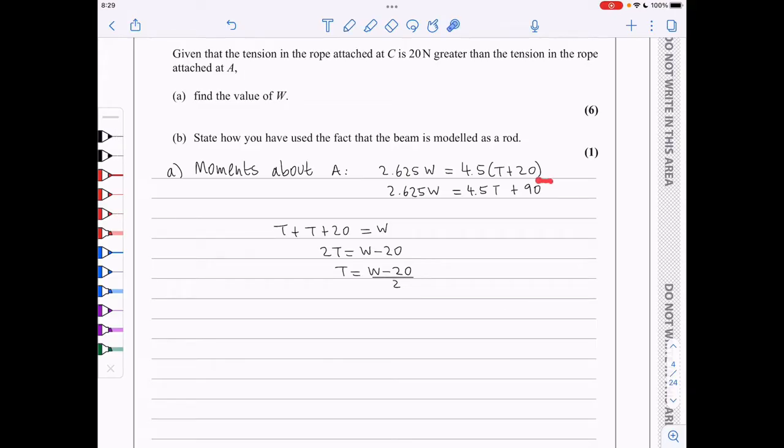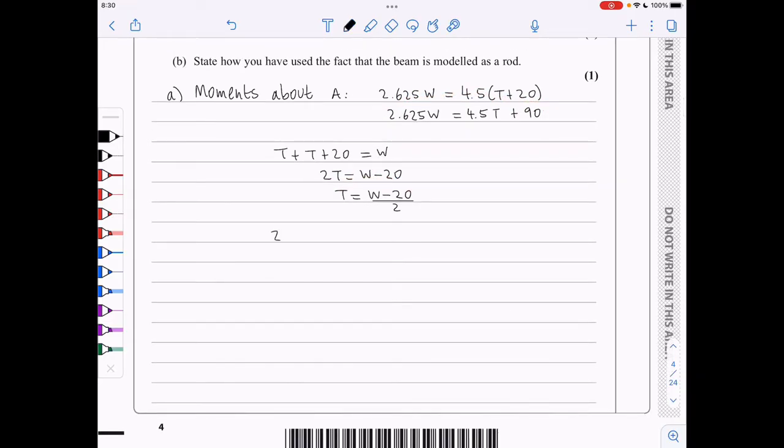And I will actually be solving this as a system of simultaneous linear equations. So we end up with 2.625W being 4.5 brackets (W minus 20) over 2, plus 90. So if we expand, we get 2.625W is equal to 2.25W minus 45 plus 90, which means that 0.375W is equal to 45, and therefore W is 120 newtons.